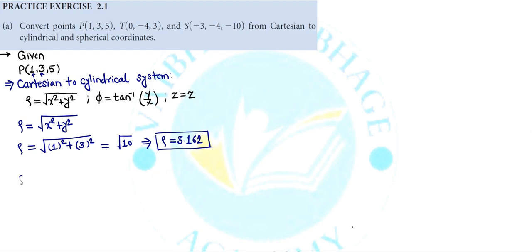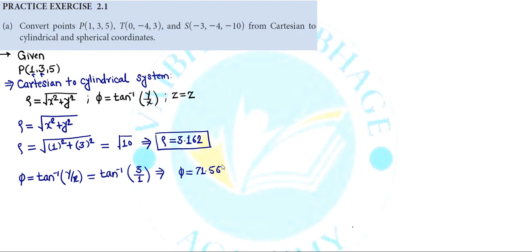Then next we have phi. Phi is the tan inverse of the y coordinate upon the x coordinate. Over here we have the y coordinate to be 3 and the x coordinate to be 1. So from this, what value will we have for phi? Phi is tan inverse of 3 by 1, that is tan inverse of 3, and that is equal to 71.56 degrees.